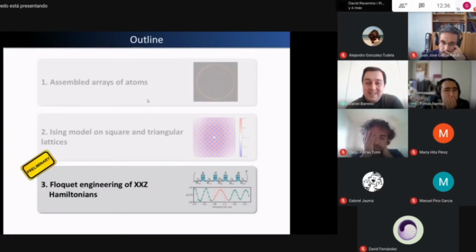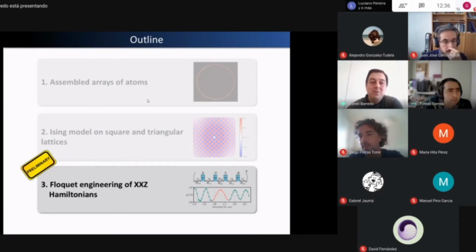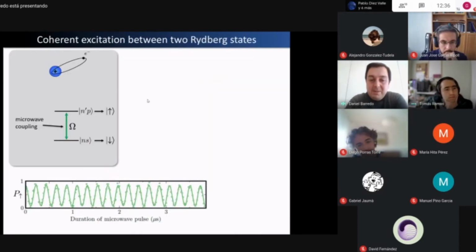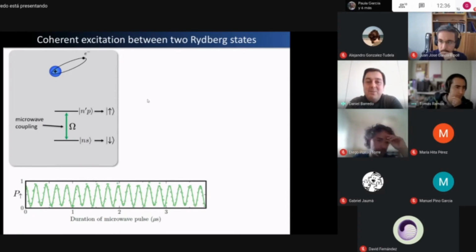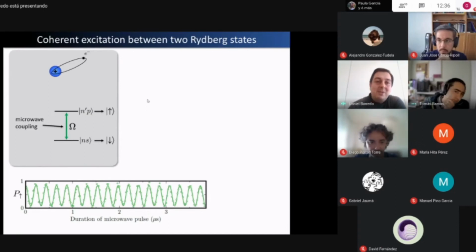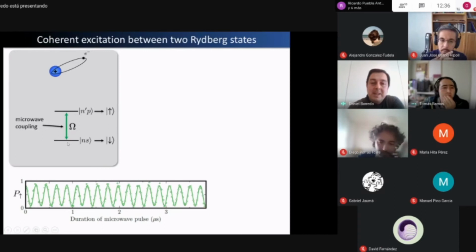Okay, so this is it for this part with van der Waals interactions, and now I want to show you some preliminary results that we are getting on Floquet engineering of different Hamiltonians. For now, you can just forget about van der Waals interactions. What we do now is promote all the atoms to Rydberg states, and you can have two different Rydberg states with different parity, an S state and a P state.